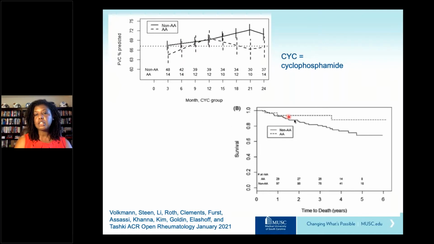And if we look in the lower right corner here, again, with one being 100% survival and the dotted line being African American, there is a greater survival over the number of years with African American patients compared to non-African American patients. However, that difference was not statistically significant.